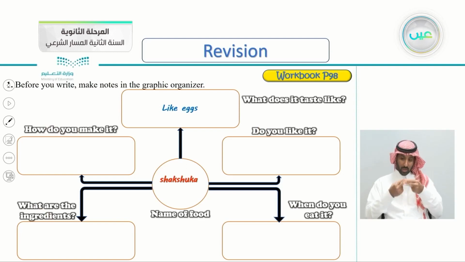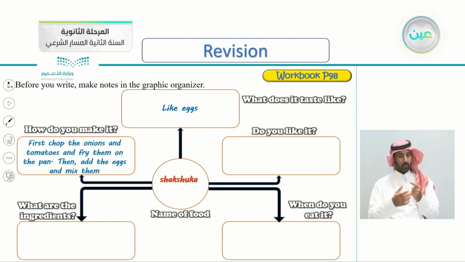It tastes like eggs, or you can say maybe like tomatoes, because these are the ingredients. How do you make it? First, chop the onions and tomatoes and fry them on the pan. Then add the eggs and mix them together. So this is how you make it. Do you like it? Yes, I like it very much. The ingredients: eggs, onions, and tomatoes.